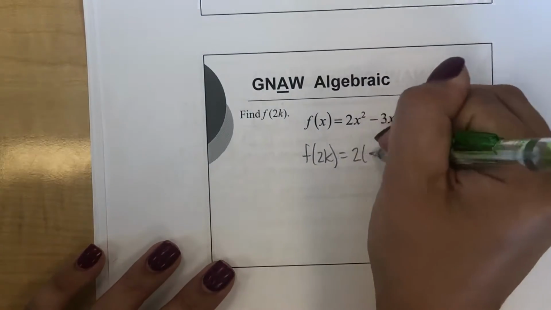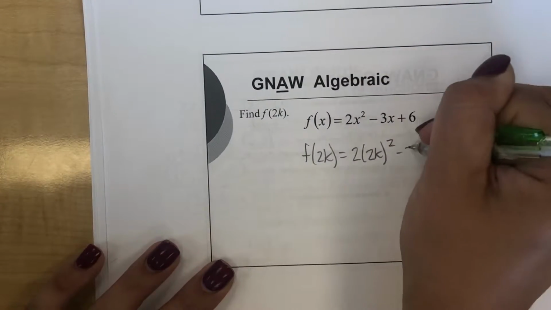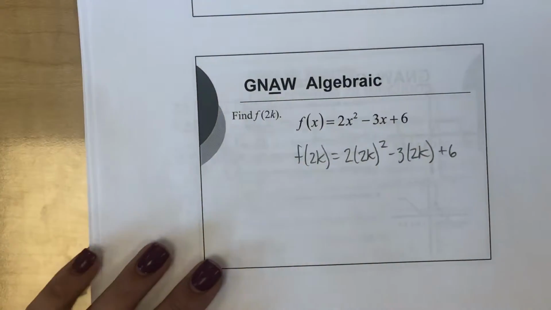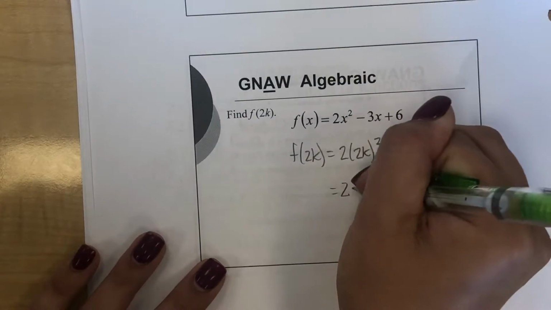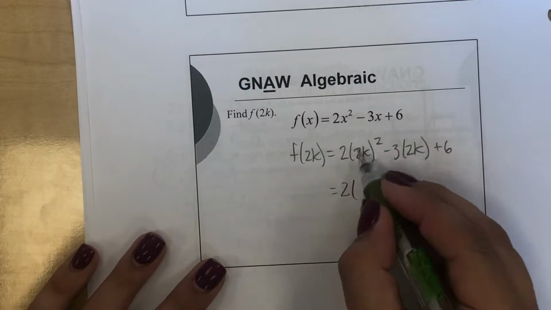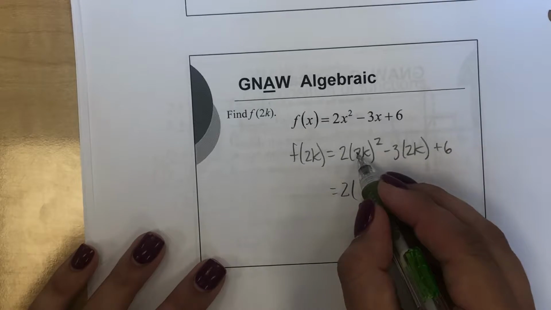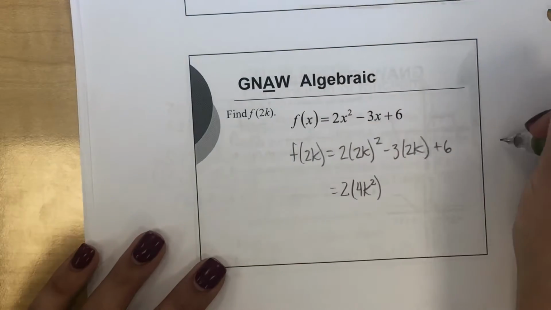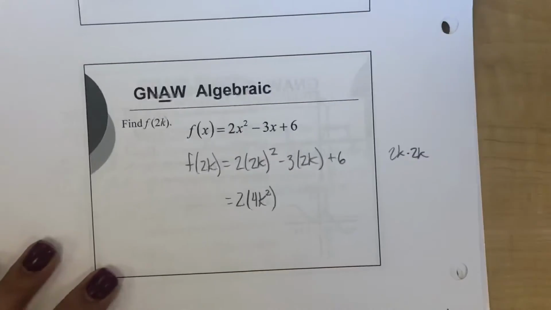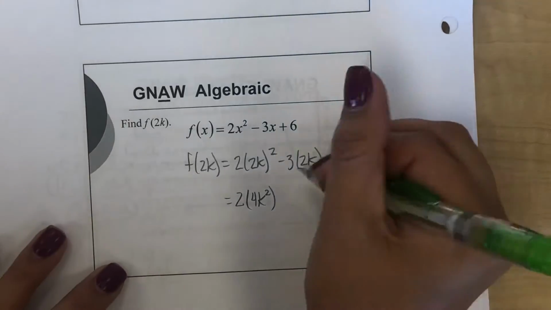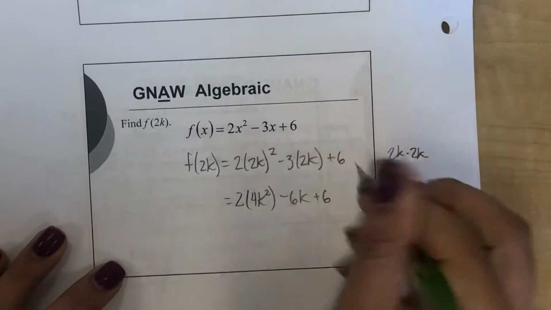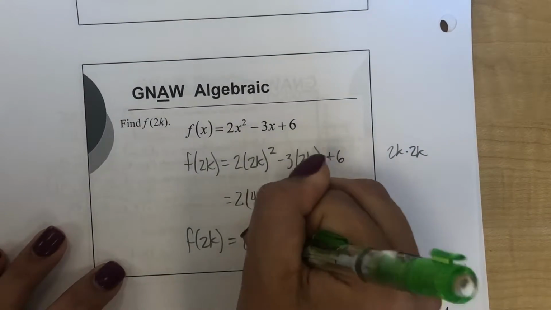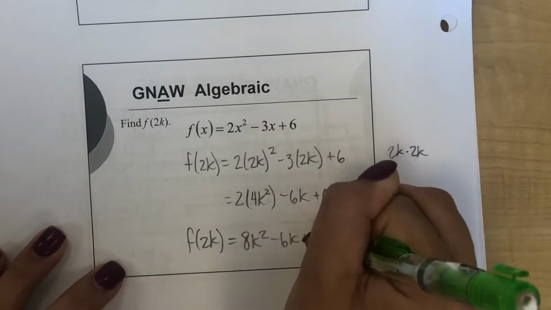Okay, hopefully you did it in parentheses. Squared minus 3 times 2k plus 6. All right, now let's do this out. So this is 2 times (2k) squared. You have to square both things on the inside. So 2 squared is 4, k squared is k squared. Or in other words, this is 2k times 2k. Okay, so this would be minus 6k plus 6. F of 2k is equal to 8k squared minus 6k plus 6.